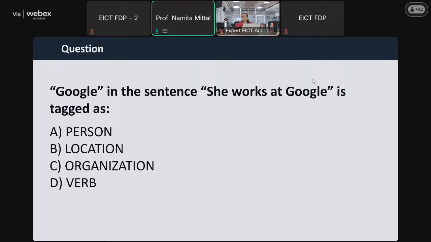Prasad, if you are asking about the quiz, it is going to happen on Monday at 5:30. Monday, 5:30, first quiz. So it is an organization. C, the answer is correct. C is the correct answer.